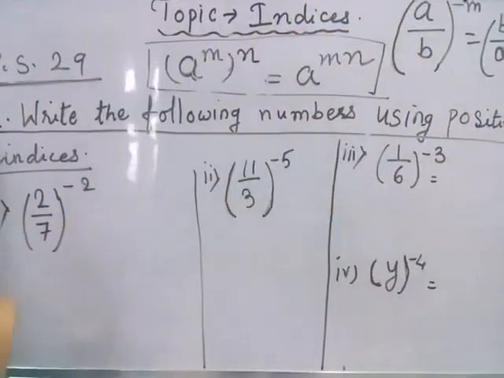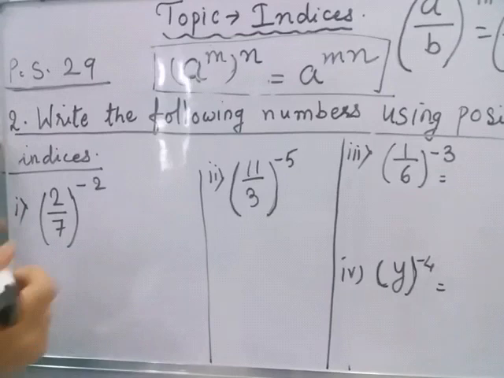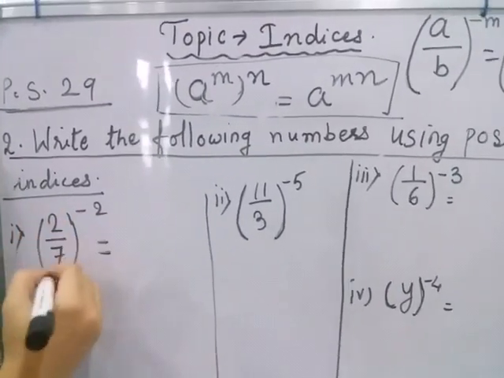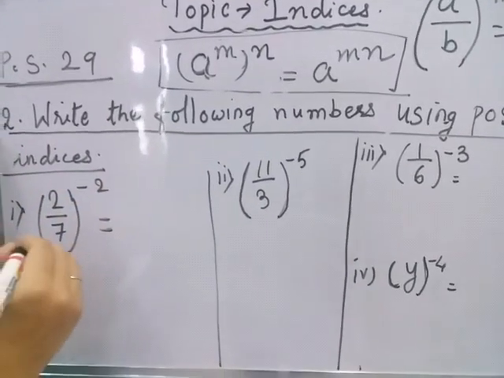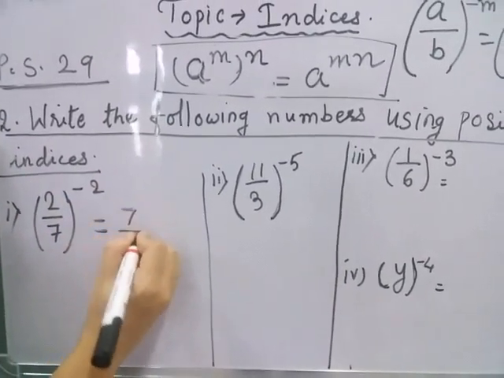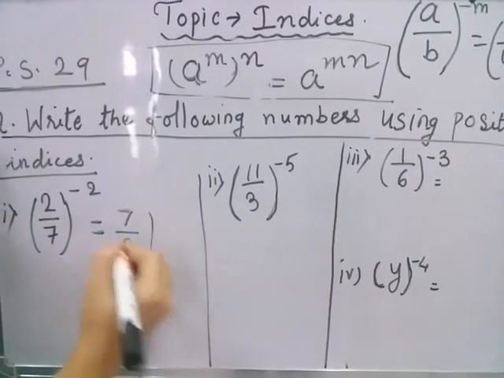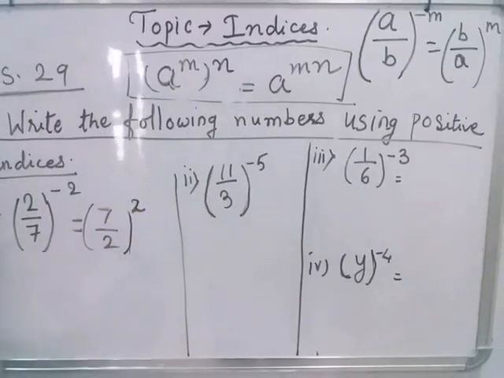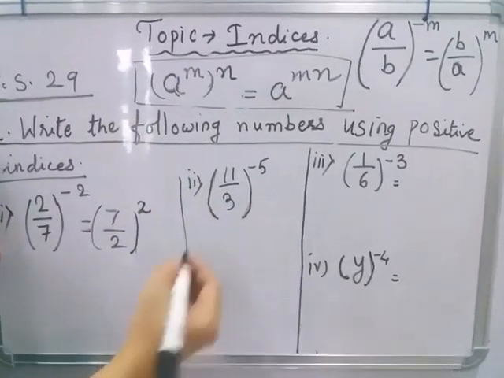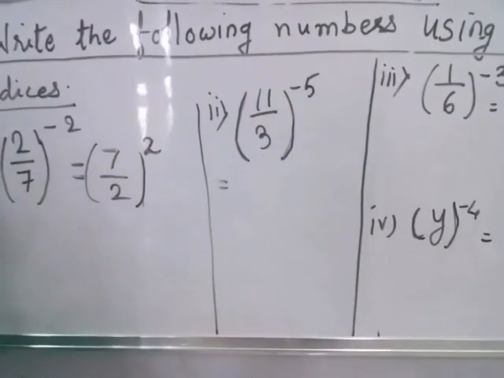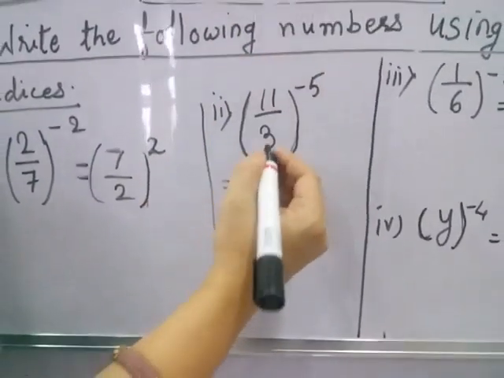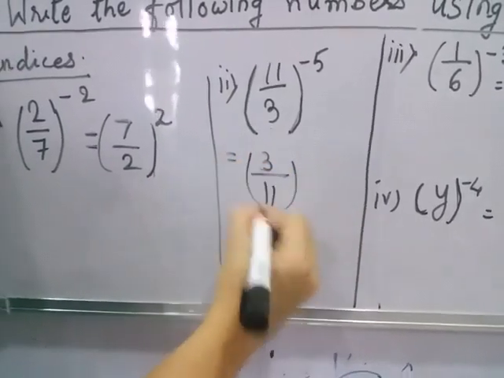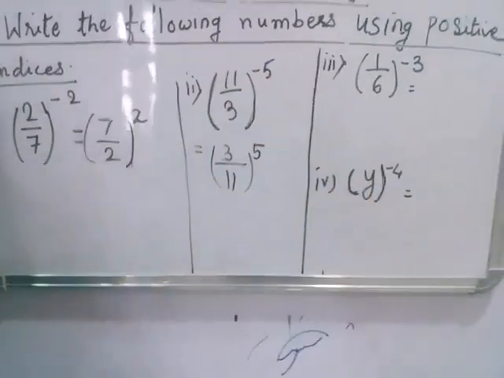So the same thing we are going to follow now in the second question. So here when we need a positive index, we have to take the reciprocal of this fraction. So what is the reciprocal of this fraction? Yes, 7 upon 2. So when we take the reciprocal, we are going to get the index positive. Okay. Now let's take the next one. 11 upon 3 raised to negative 5. So we are going to take the reciprocal of the fraction. So it is 3 upon 11. So index is what? 5.